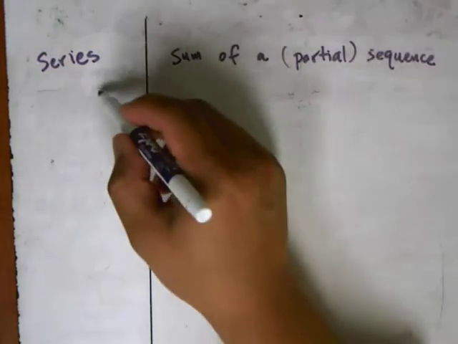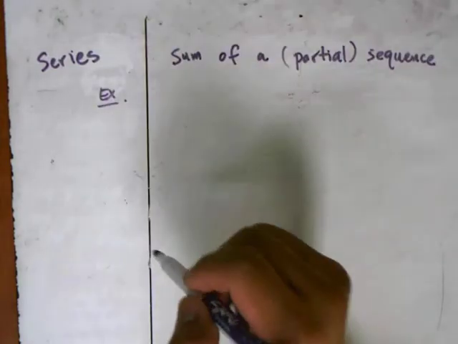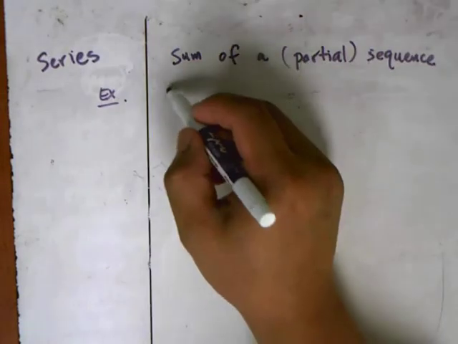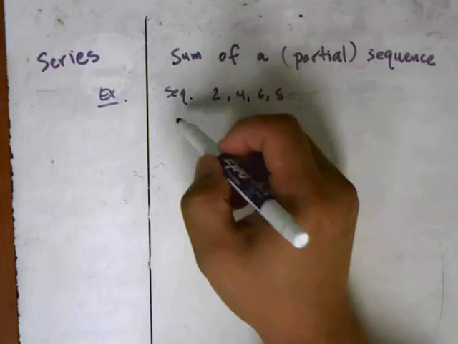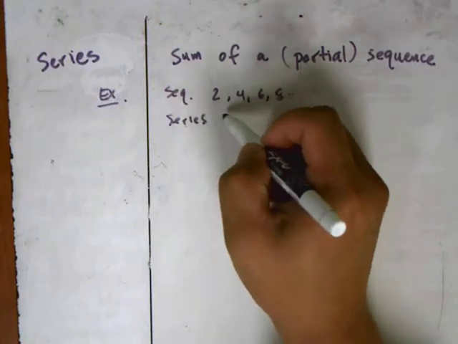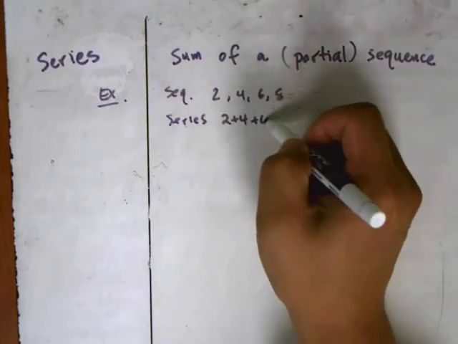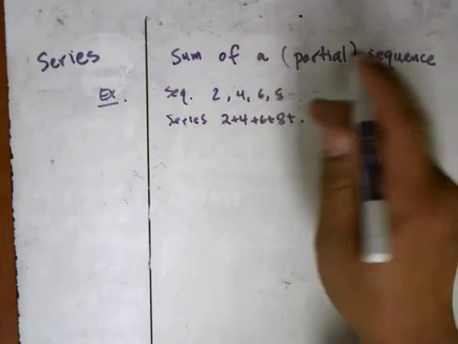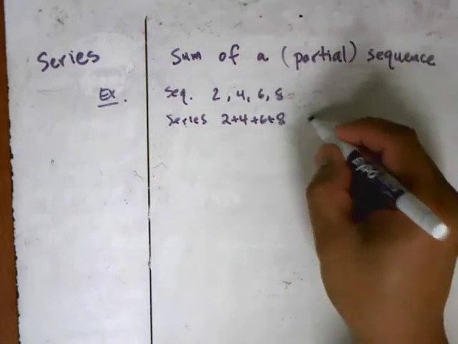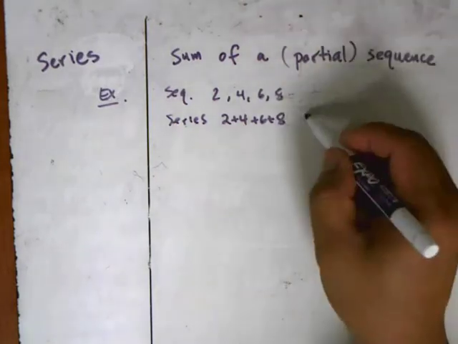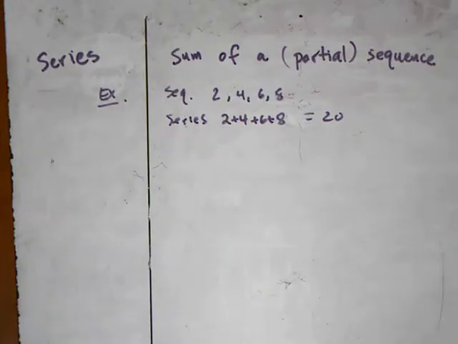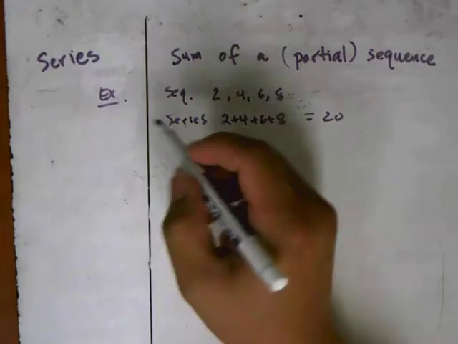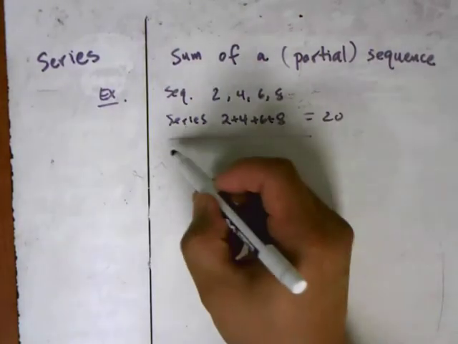Okay. For example, if we have a sequence 2, 4, 6, 8, well then the series would be 2 plus 4 plus 6 plus 8, and we can add this up. This is 20. Okay, so basically a series is a sequence, but then you take all those numbers and you add them up.